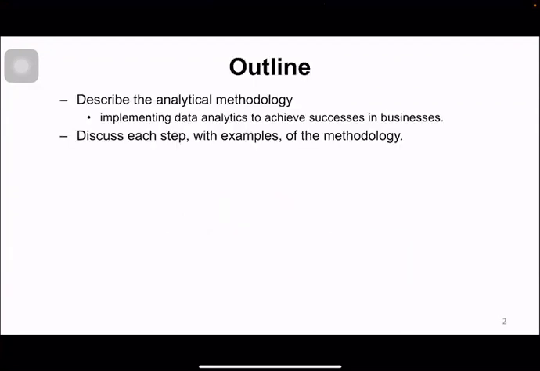So this is the outline of this lecture. We are going to describe the analytical methodology, but at a very high level, and how to implement data analytics to achieve success in business. We're going to describe each step in the analytic flow with examples.